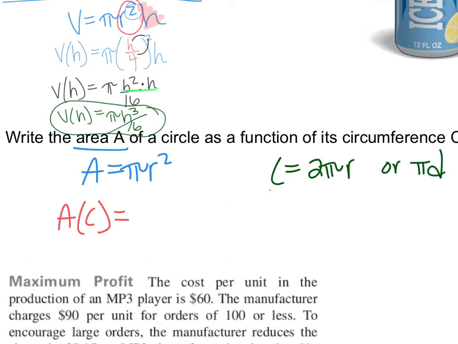But because we have a radius, an r in this formula, we want to use the equation that has r in it. Then what we want to do is replace this r, or r squared, so we want to solve for r here. If we solve for r, we have C equals 2 pi r. We divide by 2 and pi.